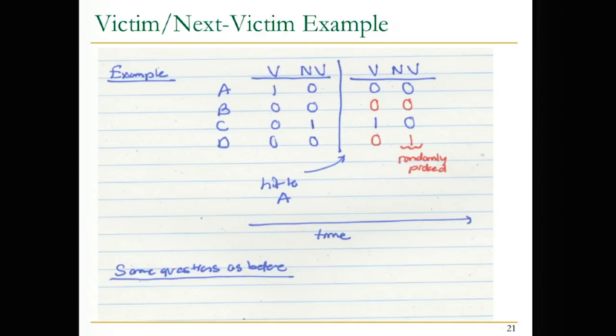But if your victim is this way and next victim is this way, and if you get a hit to A, which is a hit to the victim, you basically turn that into an ordinary block. It's neither the victim nor the next victim. And then you randomly pick one of these 0-0 blocks as the next victim. Of course, you need some logic to do that.